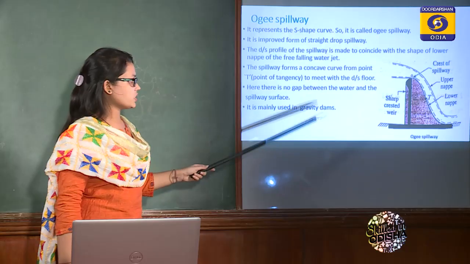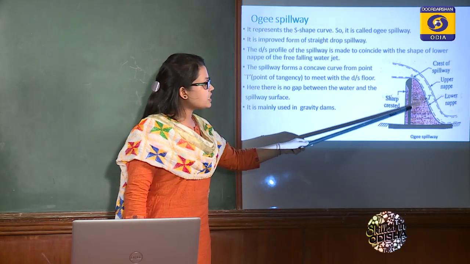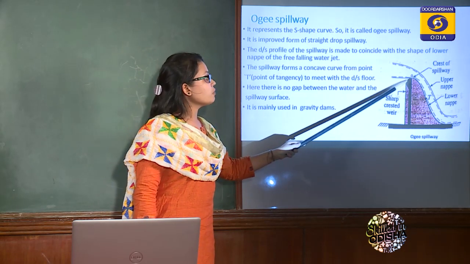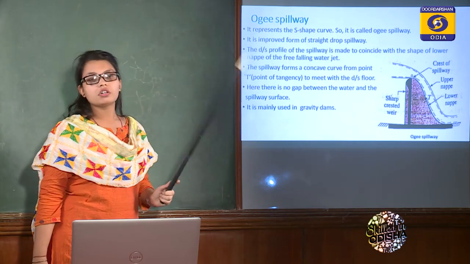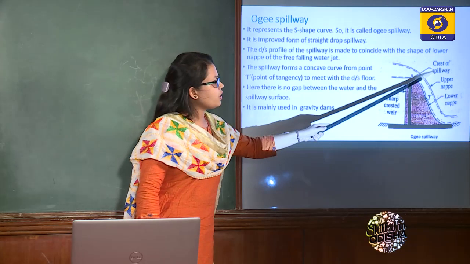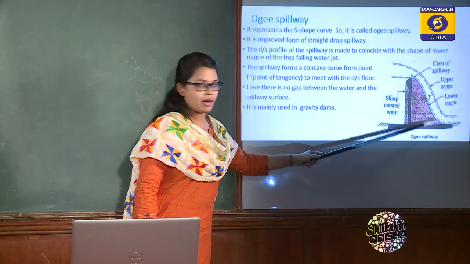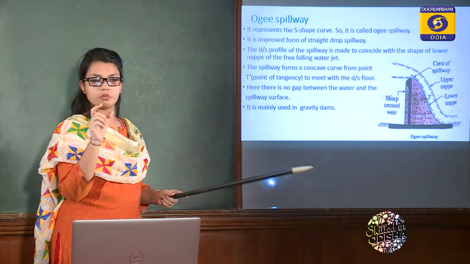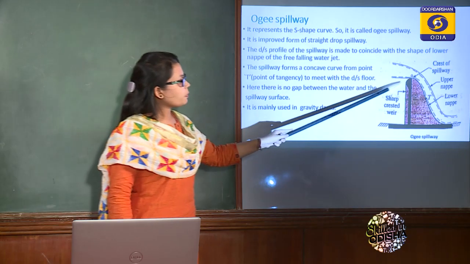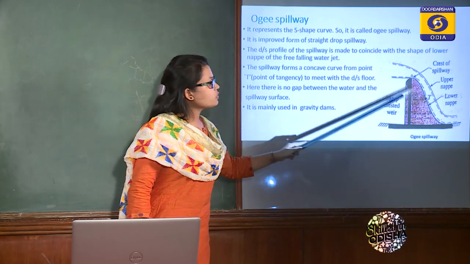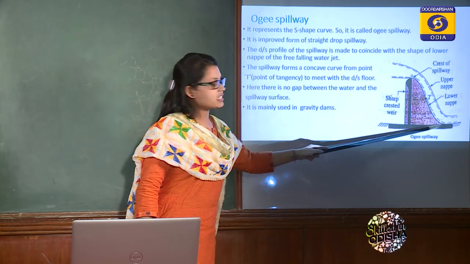So for that reason, the downstream profile of this spillway is modified and is made to coincide with the lower nap of the water jet. Now what is nap? Nap is nothing but the sheet of water which is flowing over the crest. So this is called as nap. So this is the upper nap, this is the lower nap. You are acquainted with this word in your Waves and Notches chapter of this subject only. In your fluid part you must have studied. So to coincide with that lower nap, it is formed in the S shape.